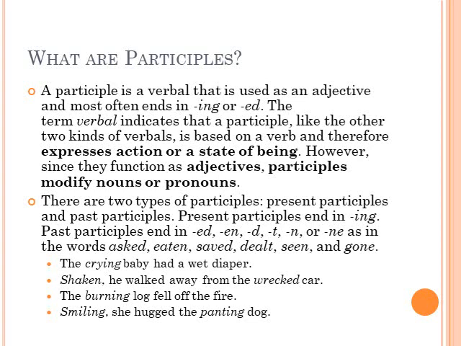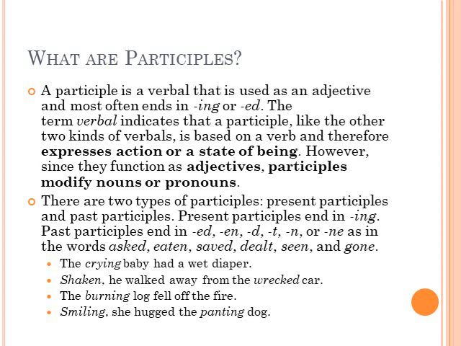Shaken, he walked away from the wrecked car. What kind of man was it? Who was he? He was the shaken man. What kind of car was it? It was a wrecked car. So again, you can see how we've taken the verb wreck and turned it into an adjective, the wrecked car. The burning log fell off the fire. What kind of log was it? It was a burning log. So we've taken the verb burn and turned it into a participle that modifies the word log.